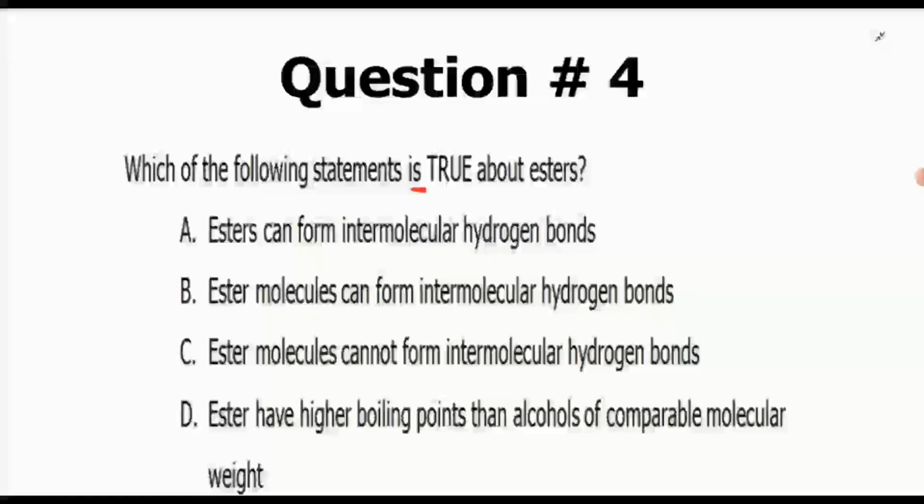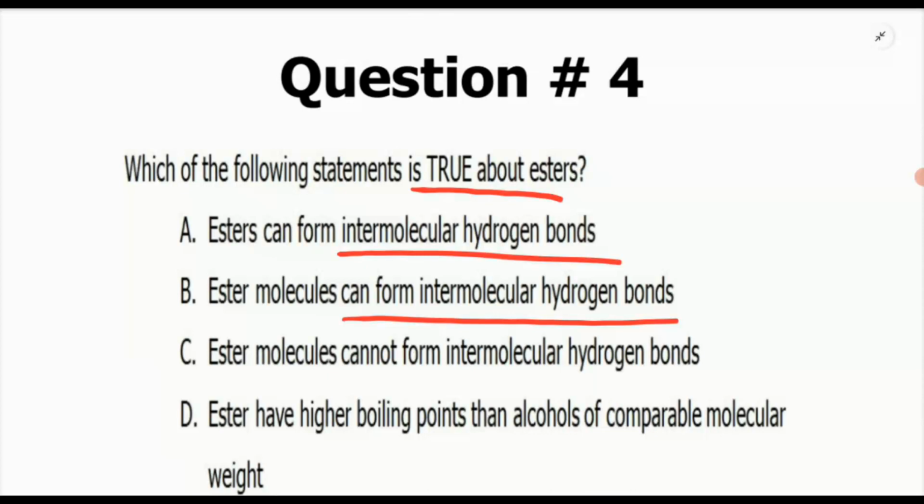Which of the following statements is true about esters? Esters can form intermolecular hydrogen bonds. Ester molecules cannot form intermolecular hydrogen bonds. Or esters have higher boiling point than alcohols of comparable molecular weight.